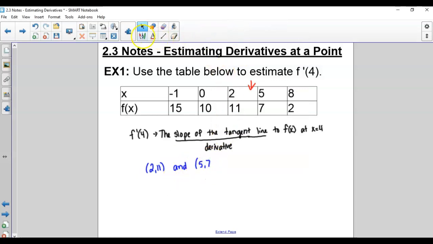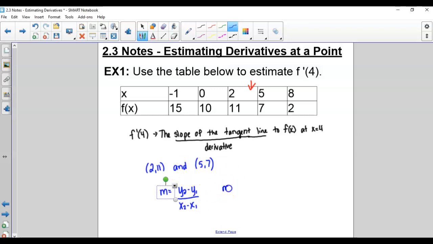We know that slope formula is y2 minus y1 over x2 minus x1. Make sure you put your y's on top. I can't tell you how many calculus students miss points on tests for putting the x's on top, so be careful with that. You're going to do 7 minus 11 over 5 minus 2, and that's going to give you negative 4 over 3. So we have a slope of negative 4/3. This would be your best estimate here of the slope.